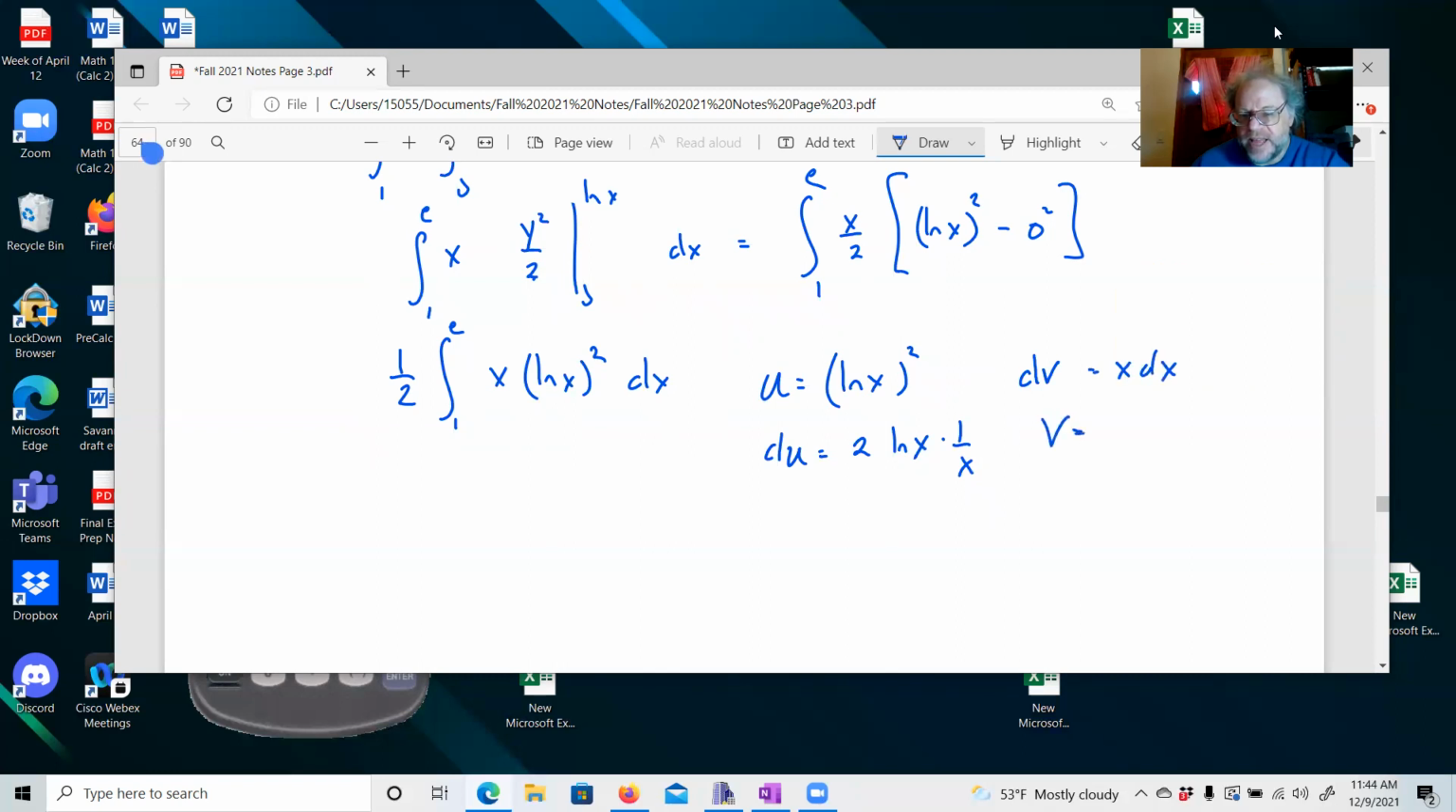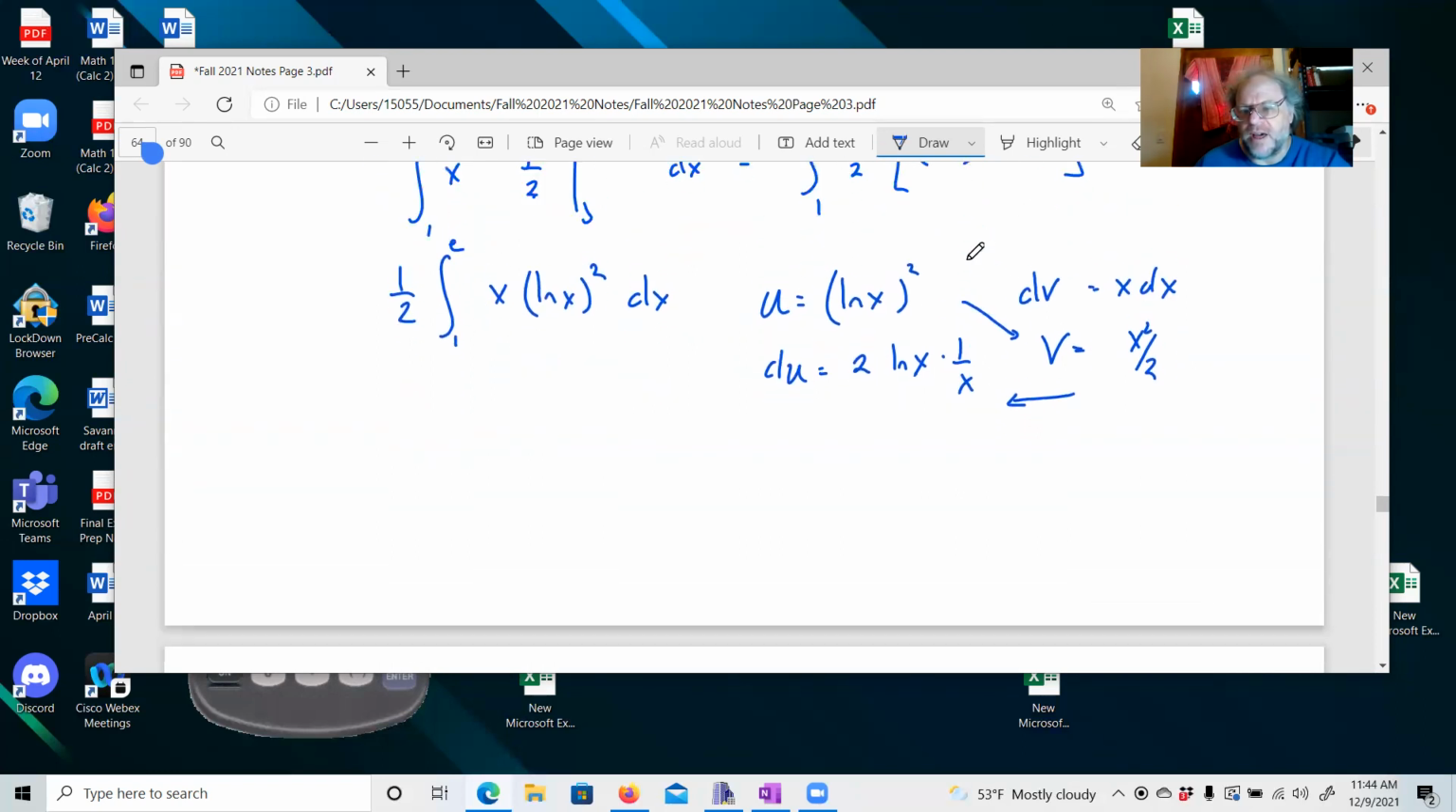Okay, and our v is going to be x squared over 2. Remember our integration by parts formula, we do this, right? Diagonal times the cross there on the bottom. So we're going to have this is 1/2 uv, so that's going to be x squared over 2 times ln x squared.